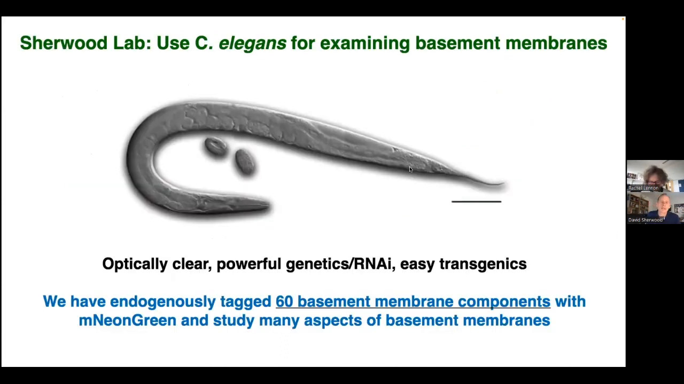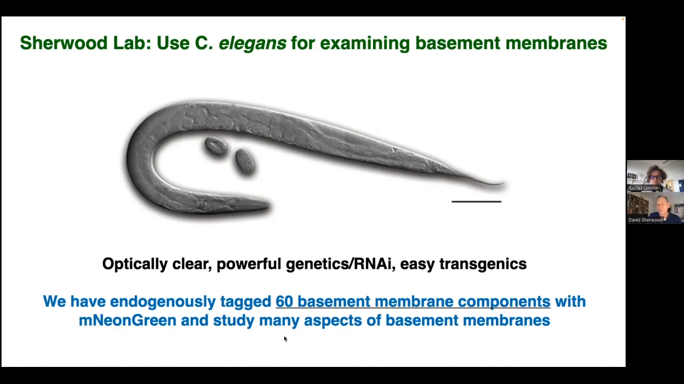Thanks, Rachel. Yeah, in our lab, we use C. elegans to examine basement membranes. C. elegans are an incredibly powerful model. They're optically clear, so we can visualize all the tissues in vivo for the lifetime of the animal. It has powerful genetics and RNAi, so we can knock down genes conditionally at any time during the animal's life cycle. And also it's very amenable to transgenics, and we've used CRISPR-Cas9 to knock in neon green and other fluorophores to over 60 basement membrane proteins, so we can actually look at the living matrix in an animal.